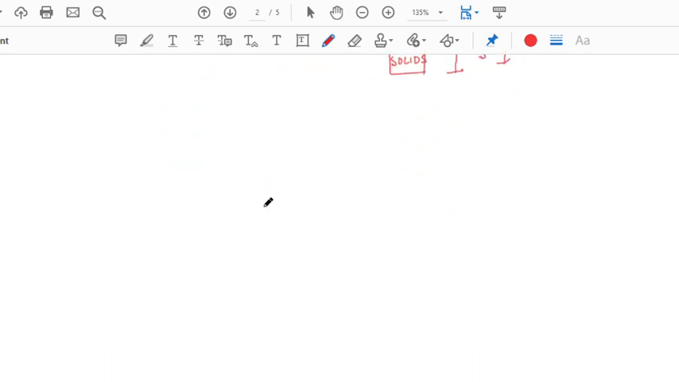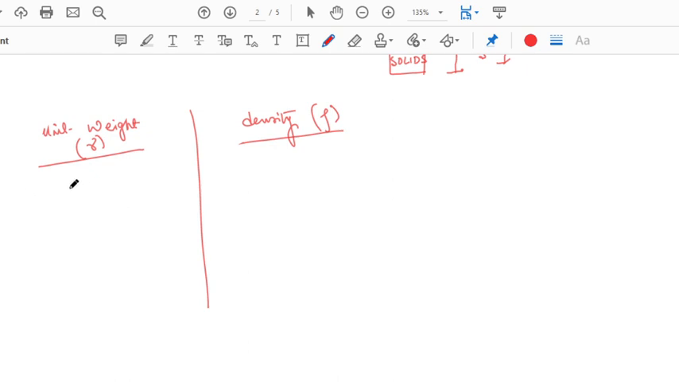Next, let us move on to the next portion. Let us understand a few of the terms, like unit weight and density. Density we represent in terms of rho, and unit weight we represent in terms of gamma. Unit weight can be referred to as weight by volume, and density can be referred to as mass by volume.